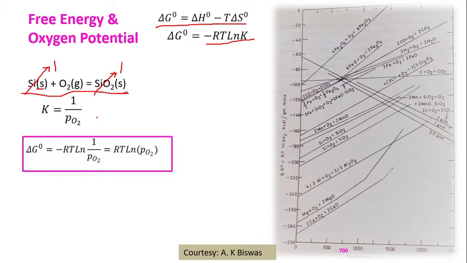The standard free energy change in terms of oxygen dissociation pressure will be del G naught equal to minus RT ln 1 by the partial pressure of O2, or RT ln partial pressure of O2. That minus will be compensated by the 1 by P naught. That is RT ln partial pressure of O2, and it is called the oxygen potential. It will be more convenient for our study to have the Ellingham diagram with oxygen potential.